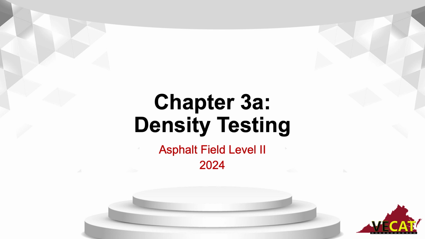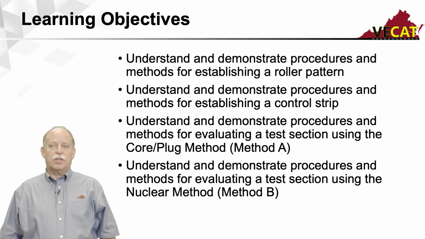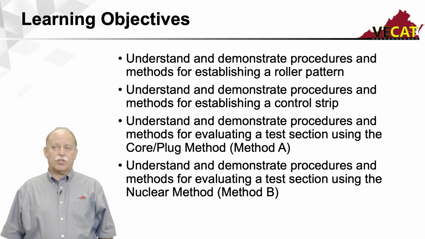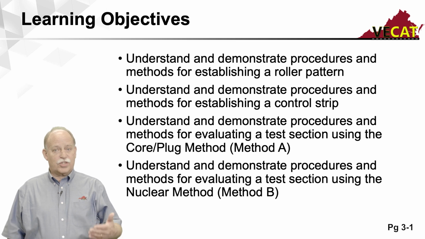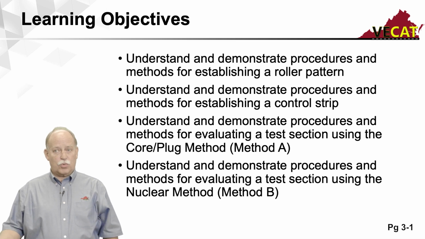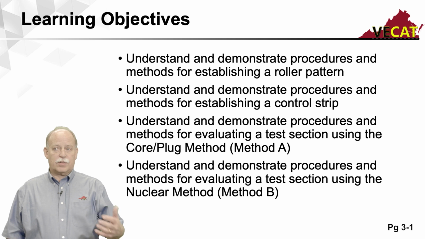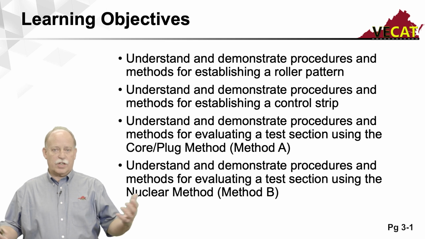This is the Asphalt Field Level 2 class, and in this module we're going to talk about density testing. In this first session we're going to talk about that in an overview perspective. Learning objectives for this module are to understand and demonstrate procedures and methods for establishing the roller pattern. We're going to do the same thing for establishing a control strip, and then we're going to do that for the test sections that we do. And this is in the overview section.